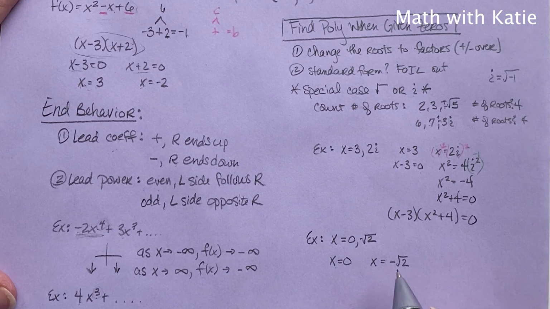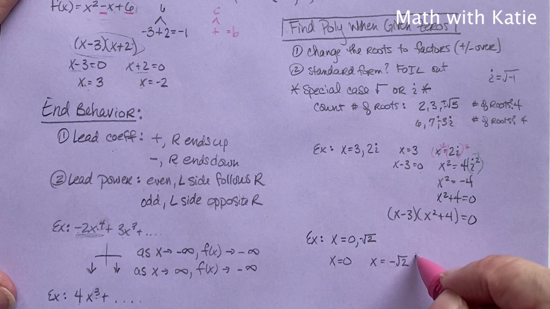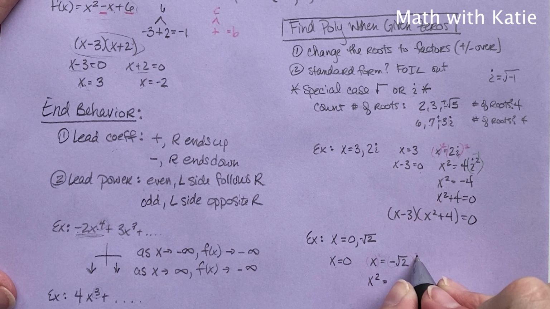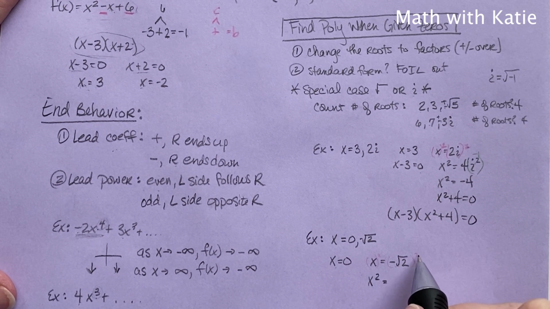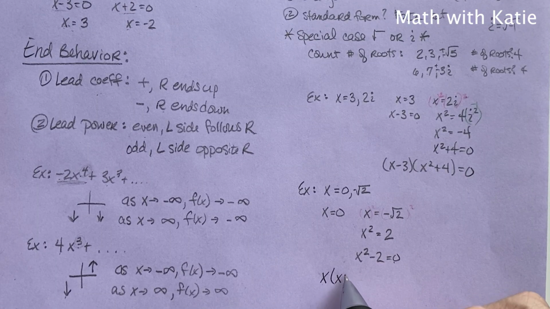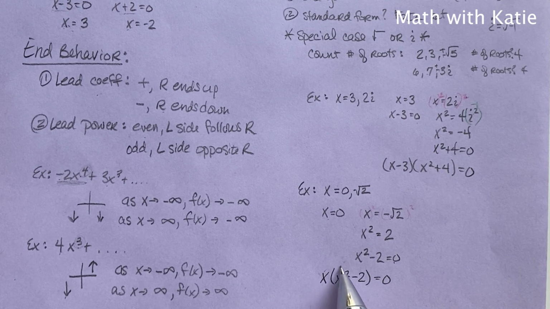We have our factor. This one, we're going to have to square it first to get rid of that root. So x squared, negative squared is a positive. Square root squared gets rid of it, and we're just left with 2. Now subtract it over. Okay, they both equal 0. Now what is our polynomial? x times x squared minus 2. And again, if they want it in standard form, just distribute that x through.